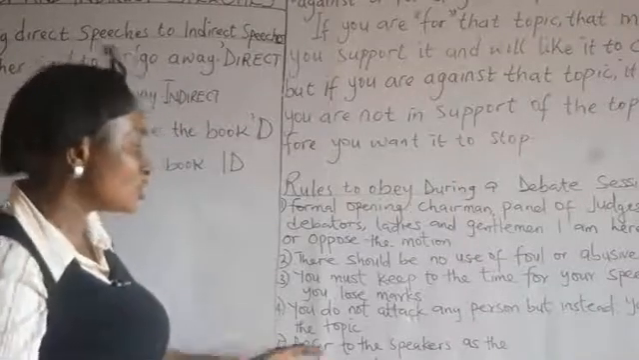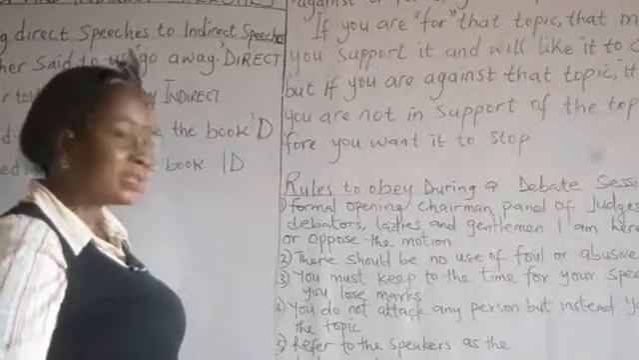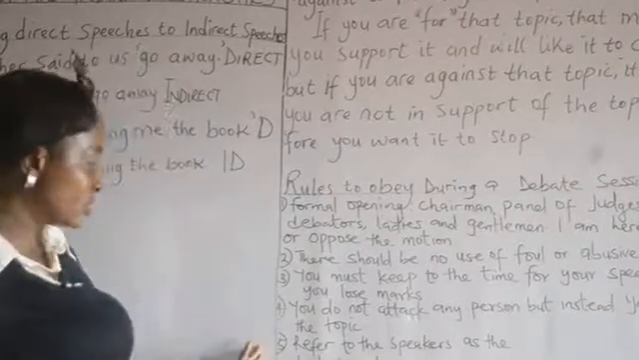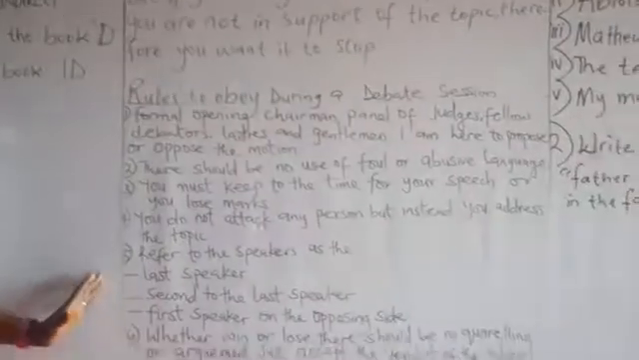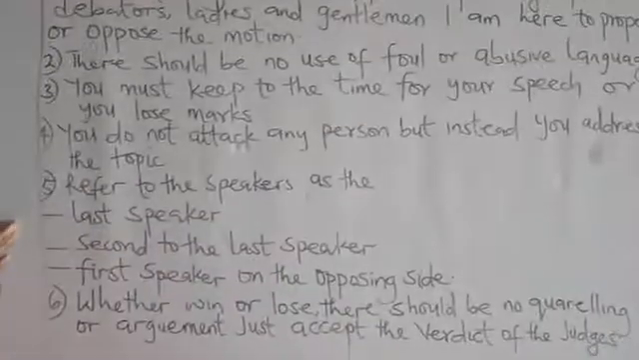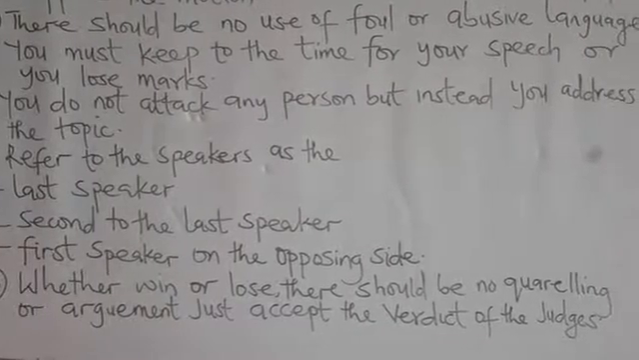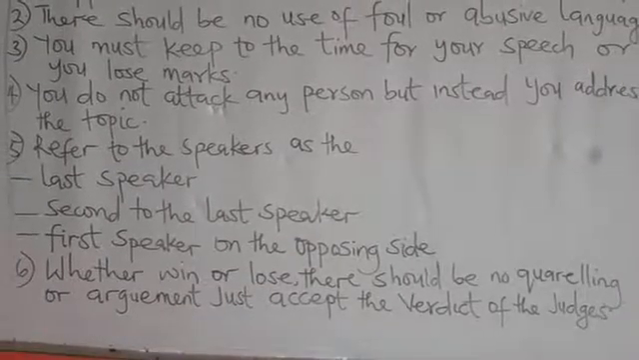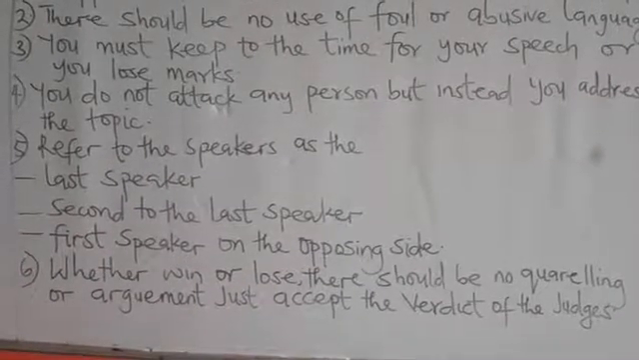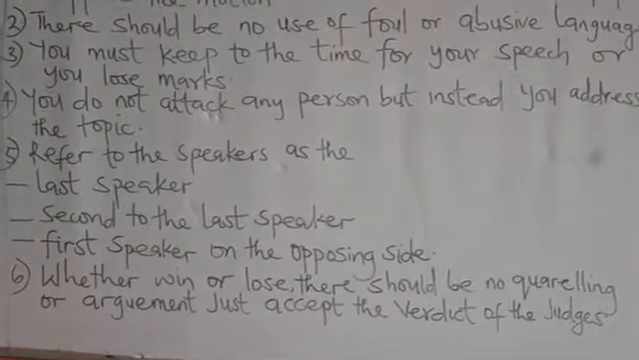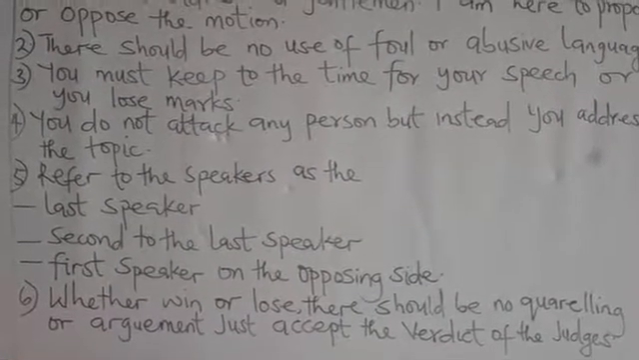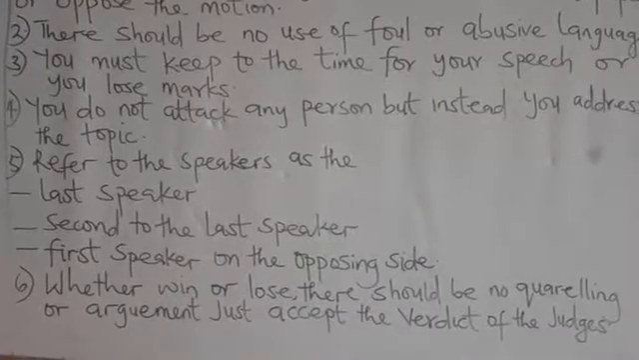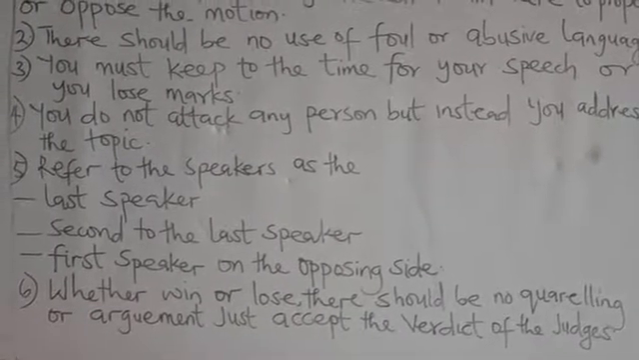Number five, refer to the speakers involved in the debate, whether for or against, using these words. The last speaker is the person that just spoke before you came up. The second to the last speaker is the person that spoke before the last speaker and then you came up. You don't call them by their names. First speaker on the opposing side: the first person to speak on your opponent's side.